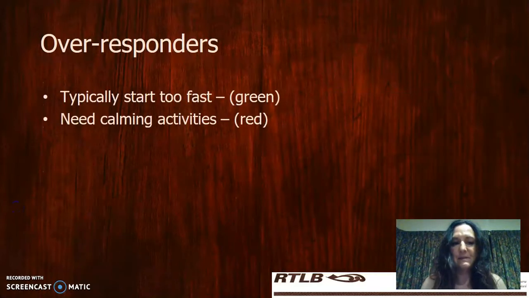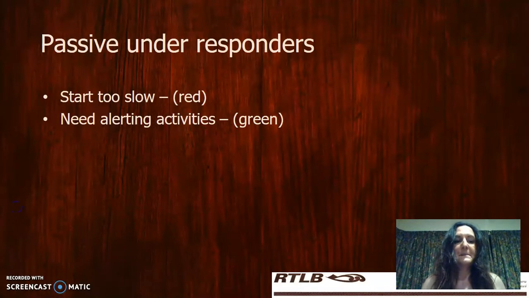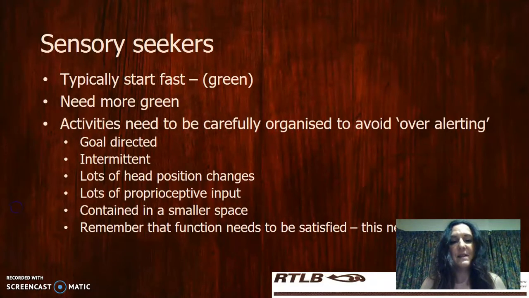So your over responders, typically they're the ones that are too fast. So they're green. They need calming activities. I've just put the colours there in brackets because the website that I will share with you in a second uses those. But if you just look at the words for now, so over responders, they start too fast, they need calming activities. Passive under responders, they start too slow, they need alerting activities. Sensory seekers, they start too fast, but these are the ones that need more alerting, so they need more green.